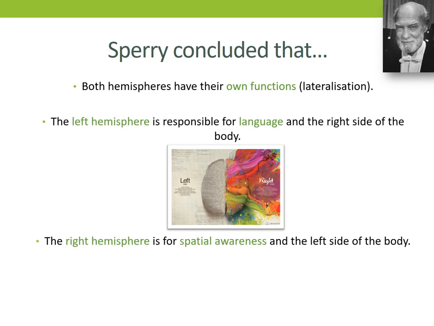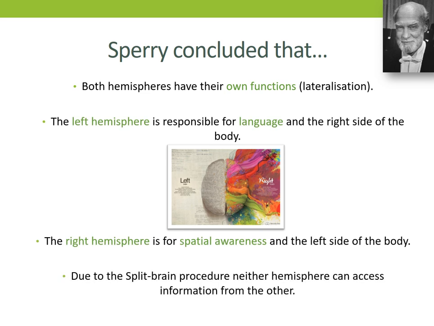So Sperry concludes that both hemispheres have their own functions. So it's concluding that lateralization of functioning exists. The left hemisphere is responsible for language and the right side of the body, whereas the right hemisphere could be more related to spatial awareness and obviously the left side of the body.